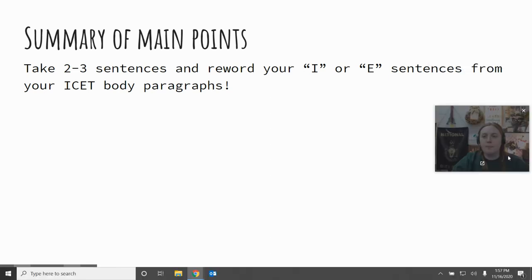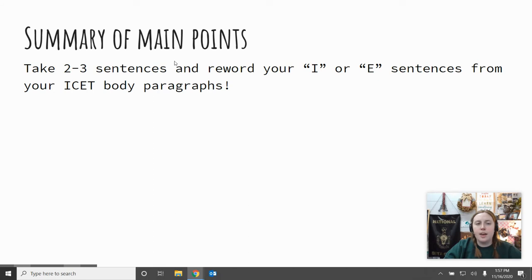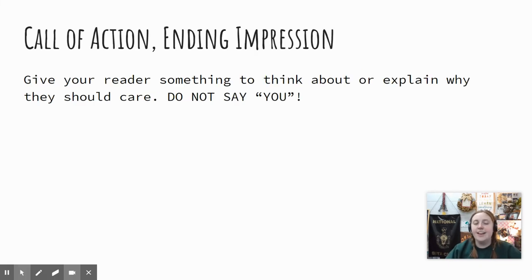All right. Now your summary. Your summary of your main points is when you take 1 to 3 sentences, and this is where you reword your I statements or your E statements, just like what we did when we restated our thesis. This is where you're just rewording your E statements from your body paragraphs. And then again, that last sentence is when you give your reader something to think about or explain why they should care. Very important: do not say you. If you want to say you, just say the reader instead.